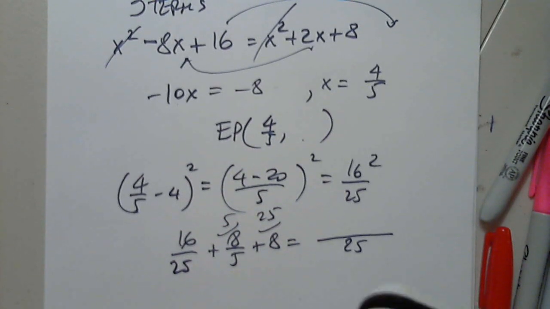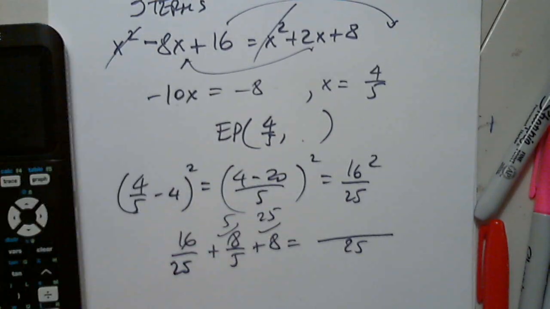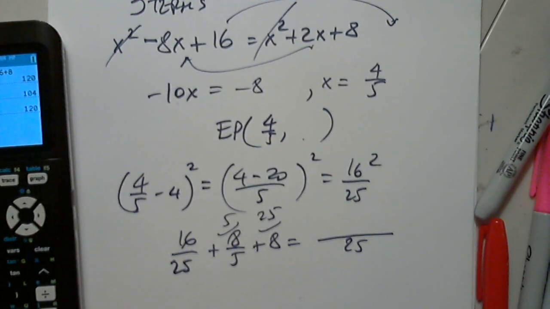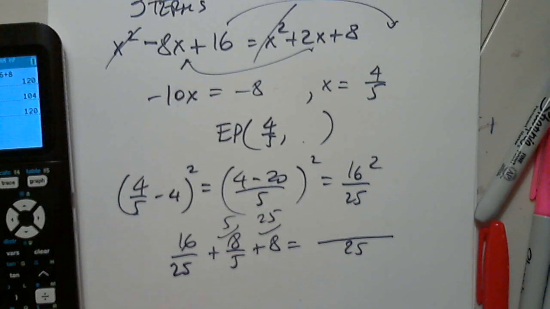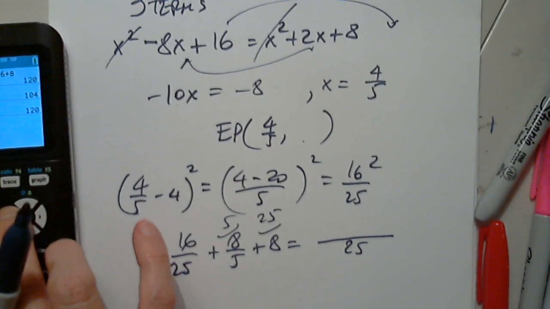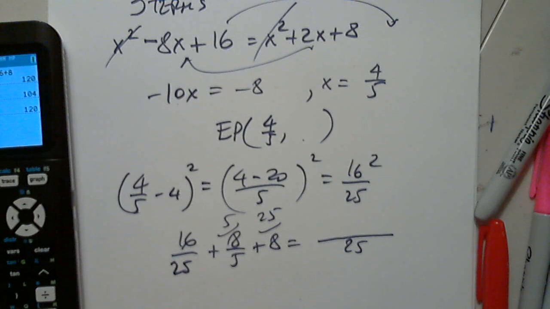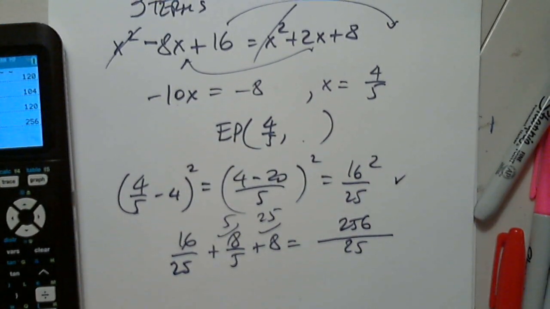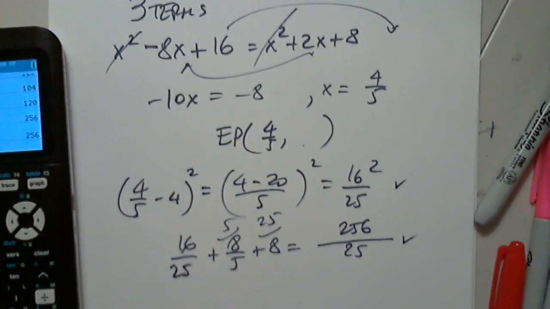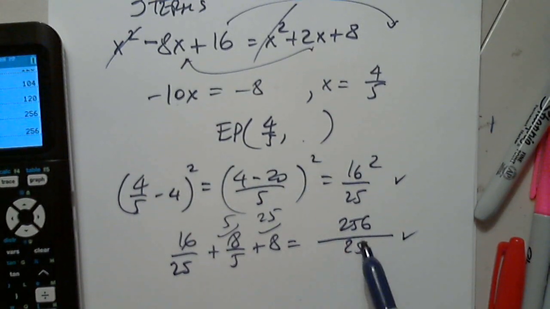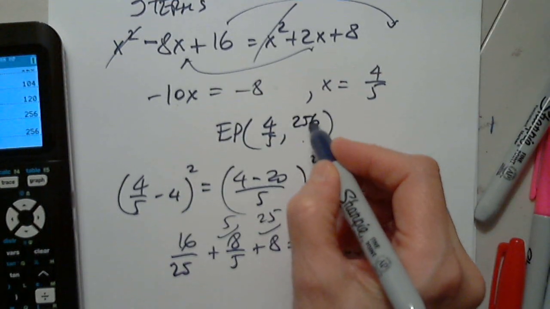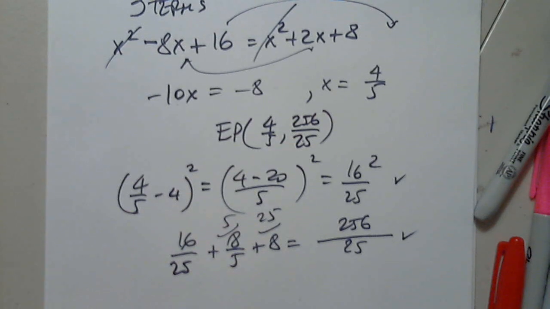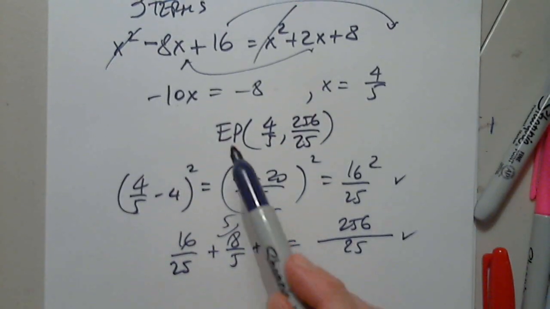Lazy people use calculators. So 16 plus 40 and plus 8 times 25. Okay. So 256, they are correct because 16 squared is also 256. So that's what it is. So this answer is 256 over 25. Weird, but possible. So we got the equilibrium point.